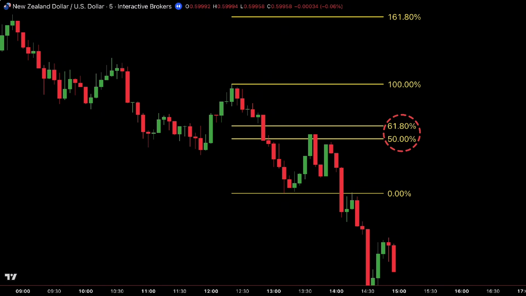Fibonacci works beautifully here, but in other situations it fails completely. And if you don't know why it fails, you'll keep losing money even when you use it correctly. So keep watching, because I'll show you the exact moment Fibonacci becomes dangerous and how to avoid the trap that catches almost every retail trader.